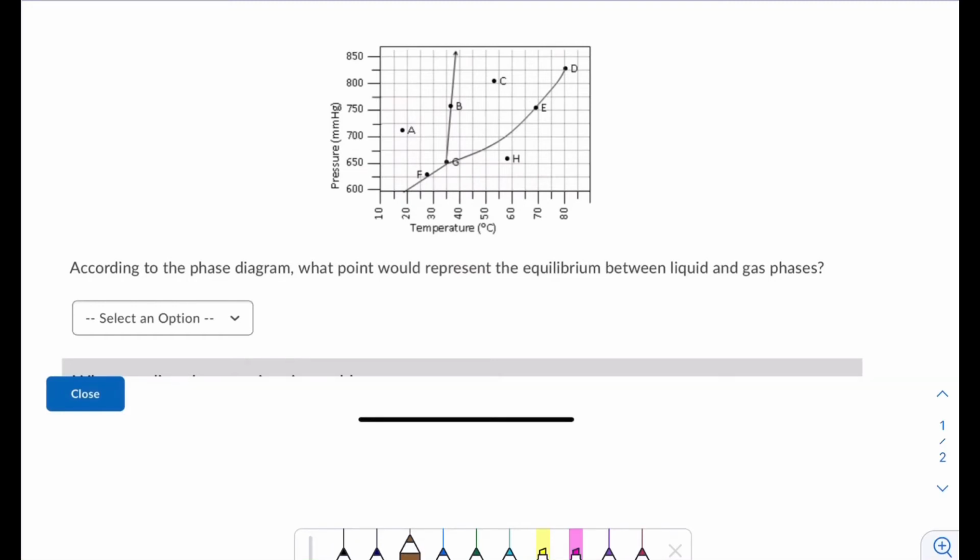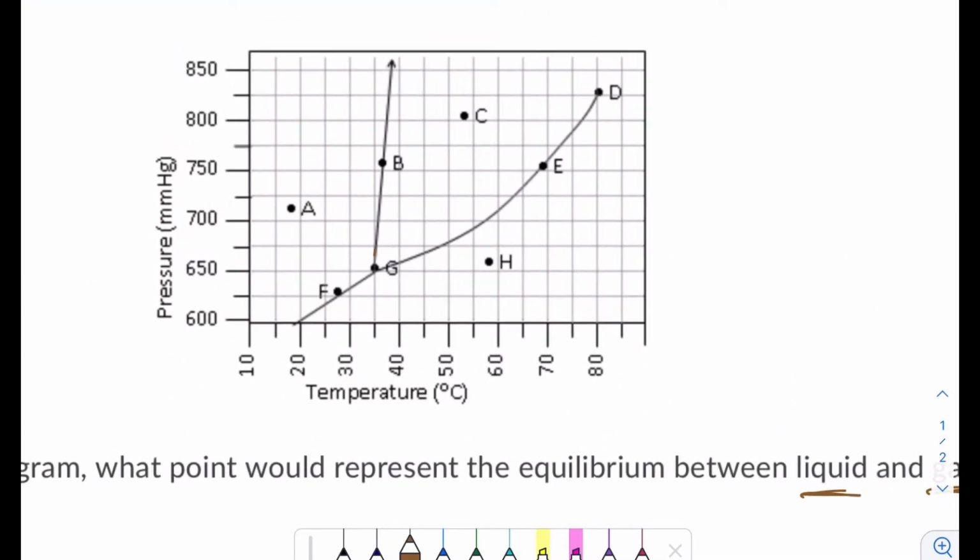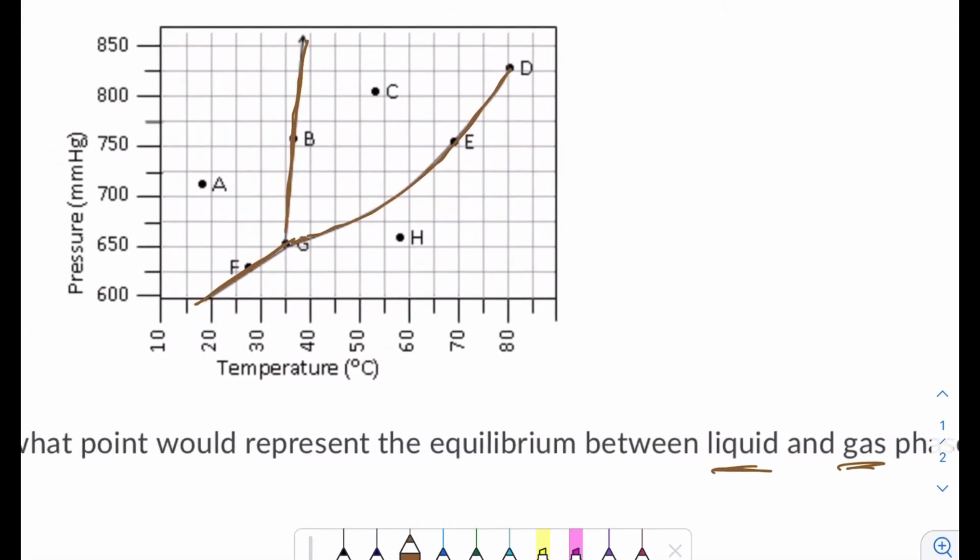All right, for this question, it asks, according to the phase diagram, what point would represent the equilibrium between, in this case, the liquid and the gas phase. In a phase diagram, the equilibrium is represented by the lines, and we're going to talk a lot more about equilibriums as we move into modules 4, 5, 6, etc., as we move into future modules. The equilibrium is when you have, in this case, the liquid and the gas phases in equilibrium with each other.